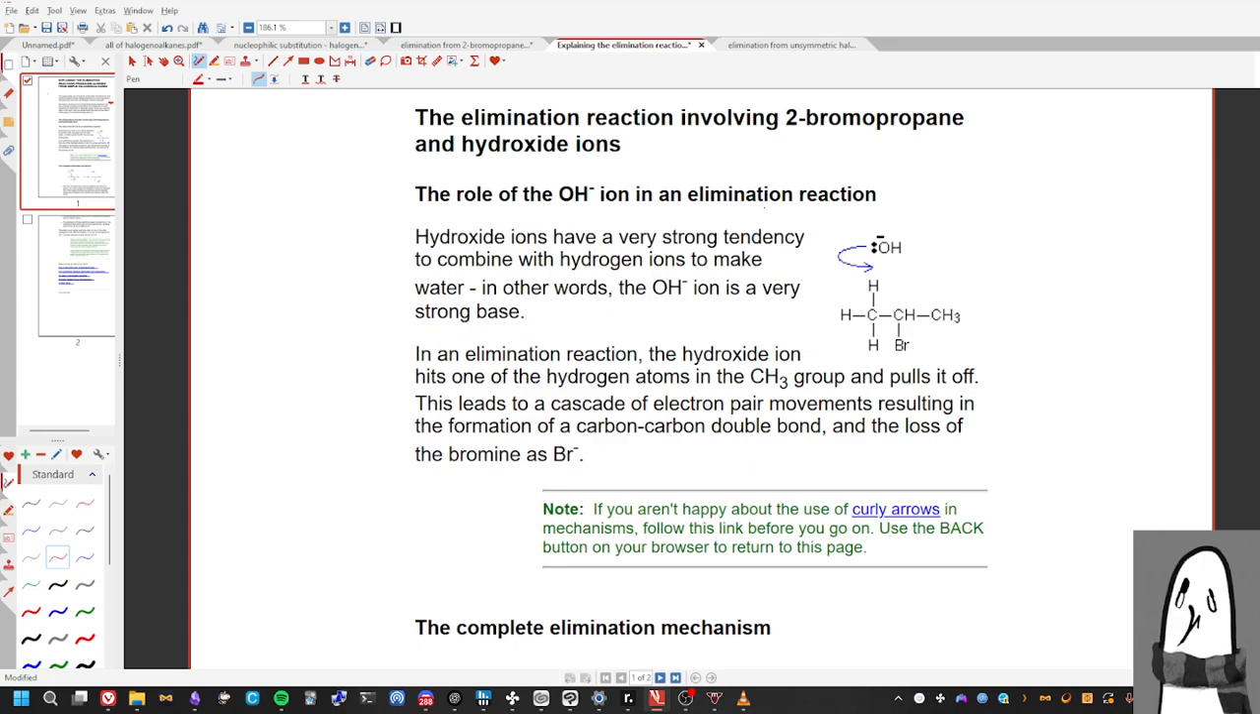to create water. So in this elimination reaction, your hydroxide ion hits one of the hydrogen atoms in the CH3 group and pulls it off. He literally just pulls it off. This leads to a cascade of electron pair movements, resulting in the formation of a carbon-carbon double bond and the loss of bromine as Br minus.